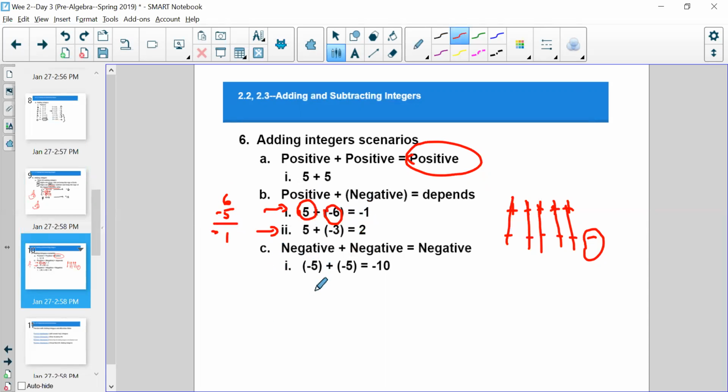And then finally, you've got what happens when you have two negatives. Well, two negatives added together is going to be another negative. So that's what adding integers looks like.